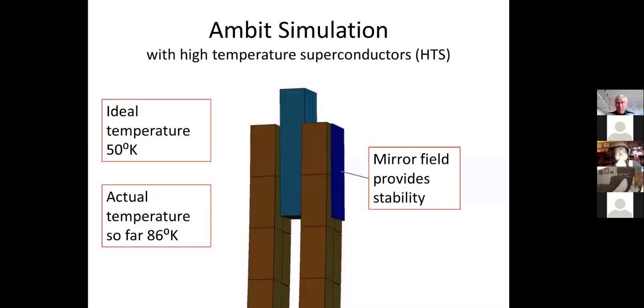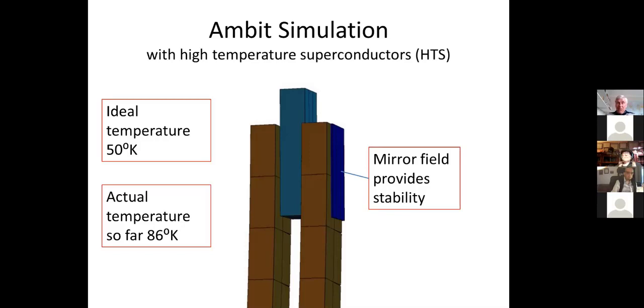Now, the idea of an ambit is something that I need to explain a bit more about how it works. I've only got a simulation at the moment. We don't have a working ambit yet, but it enables me to explain how we work with high temperature superconductors, which we have been doing. The ideal temperature is 50 degrees K, but the actual temperature so far has been just 86 K, which is cold enough to get superconduction, but only just.